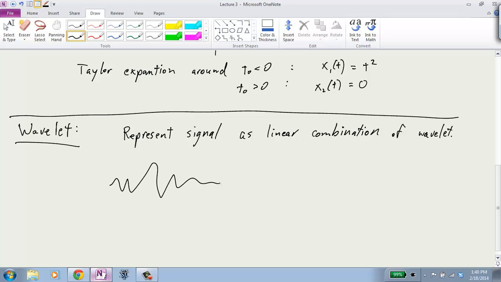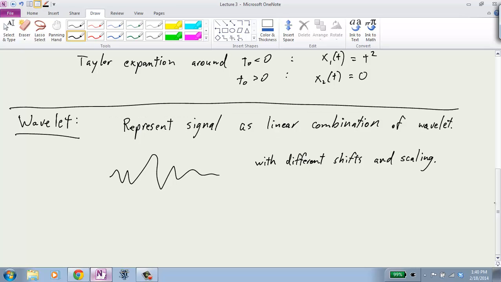There are many different wavelets, and your choice of wavelet defines a new wavelet transform. And you use different shifts in time and different scaling horizontally. So you have some wavelet, like I've drawn here, you can shrink it or expand it horizontally, and you can shift it, and you represent your signal as a sum of these different wavelets with different time scales and different shifts. I'll give a specific example next.